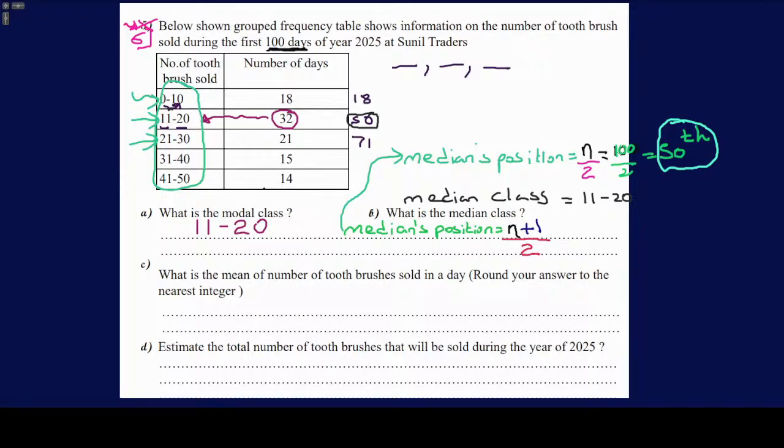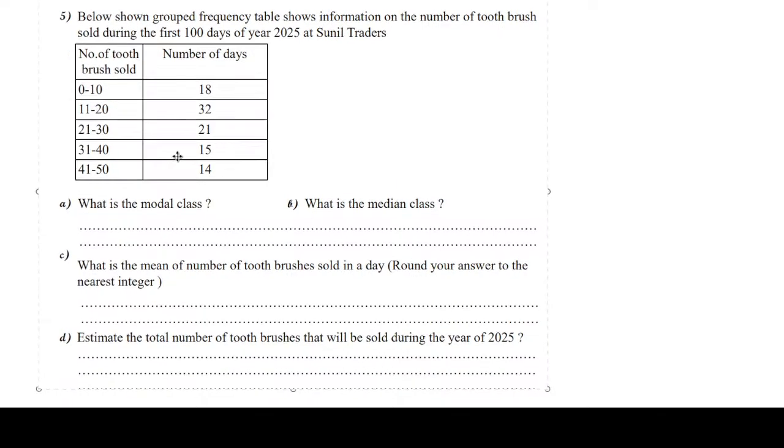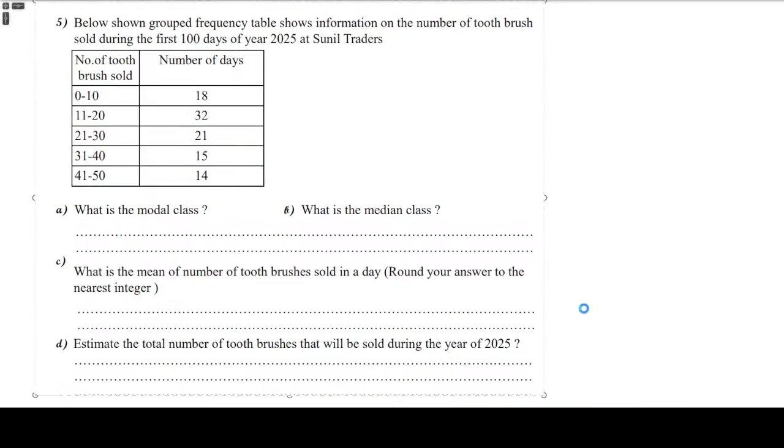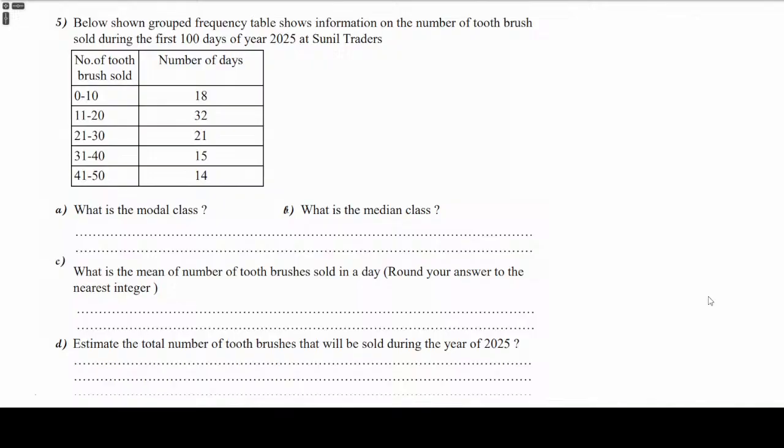All right. Question C. What is the mean number of toothbrushes sold in a day? Right, to do this question, let me show you a fresh table. So, in order to find the mean, with these classes alone we cannot go further. To find the mean, what do we do? We put an extra column in the table.